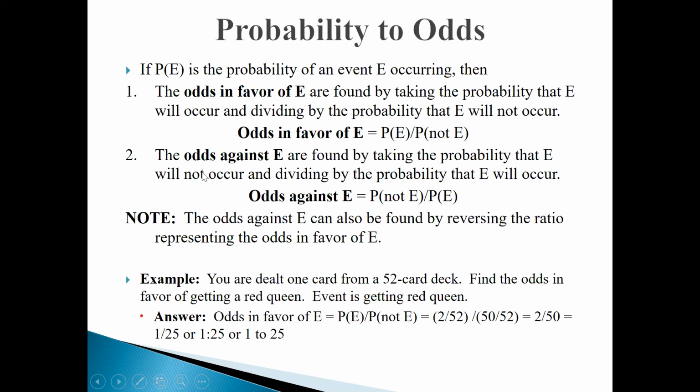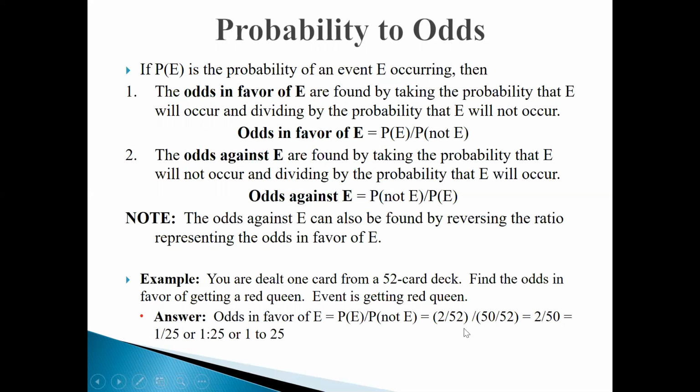Okay. And odds against are found by taking the probability that E will not occur and divide by the probability that E will occur. And so odds against E is probability of not E divided by probability of E. And again, remember, not E is the E complement, so I'm trying to represent the not E and E complement in different ways, so you realize it can be used different ways. Now, the odds against E can also be found by reversing the ratio representing the odds in favor of E. So if we know the odds in favor, then you can just reverse them and then it'll be the other way around.